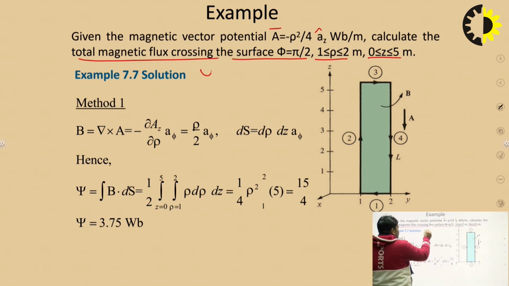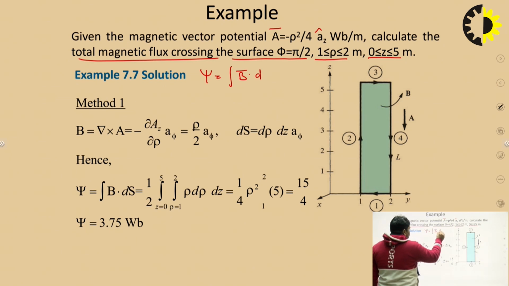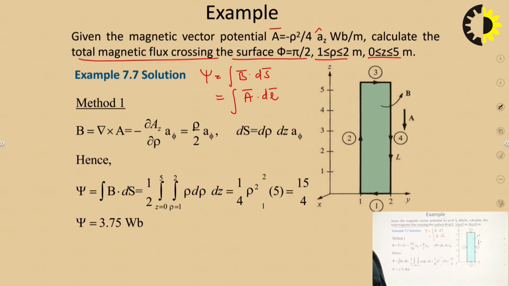So the total outward flux psi is equal to B dot ds. We can also calculate the total outward flux by using the magnetic vector potential, A dot dl. In both ways we calculate the total outward flux, and the value of the total outward flux must be the same. So first we choose method 1, and by using method 1, we calculate the total outward flux.